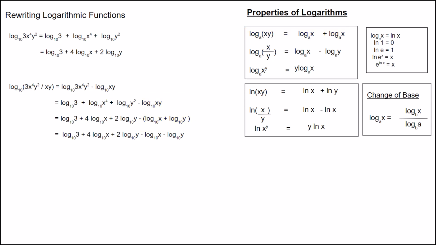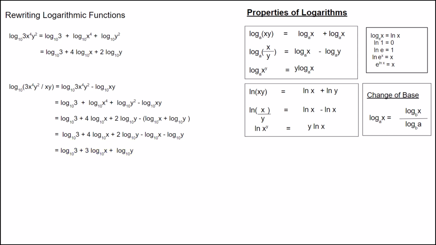You may already be able to see where we're going with this, but you could simplify this expression by combining like terms as follows. Since you have a 2 times log base 10 of y here and a minus log base 10 of y here, you can simplify this to log base 10 of y. And because you have a 4 times log base 10 of x here minus a log base 10 of x here, you can simplify this to 3 times log base 10 of x. So the final answer ends up being log base 10 of 3 plus 3 times log base 10 of x plus log base 10 of y.